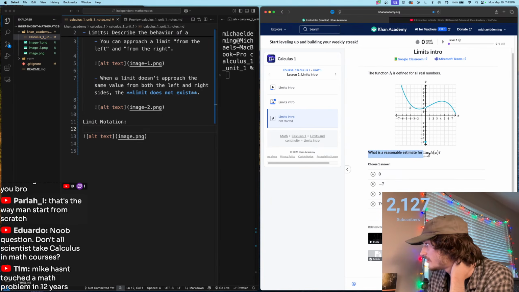The function h is defined for all real numbers. What is the estimate for the limit as we approach 0? It's undefined at 2, but the limit will equal 2 there.